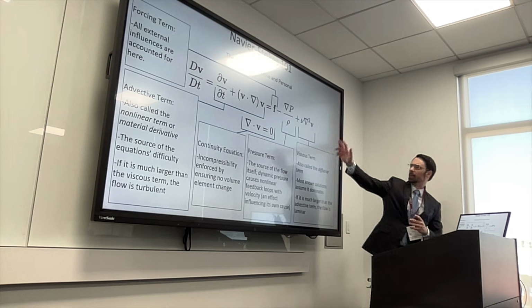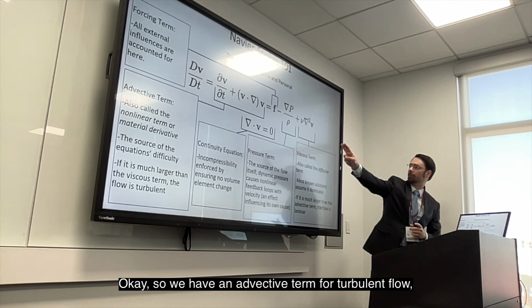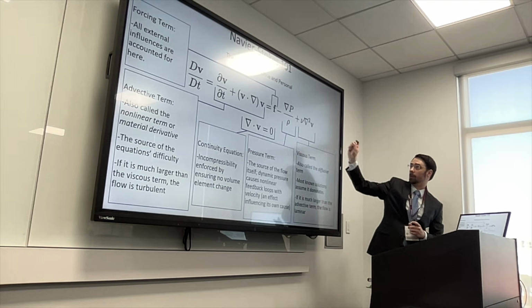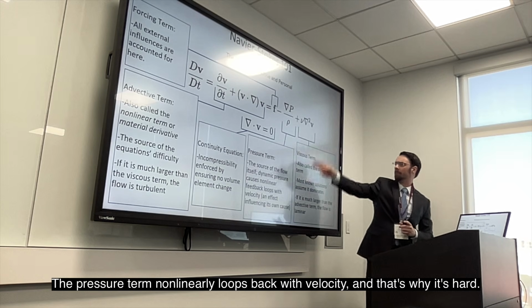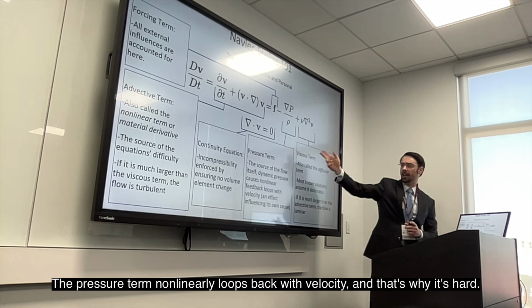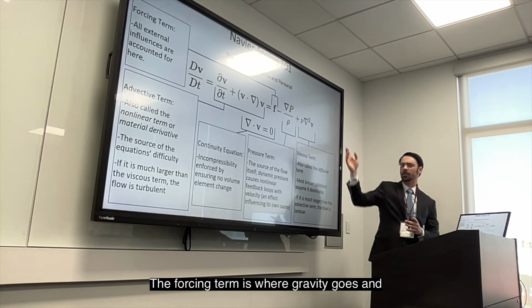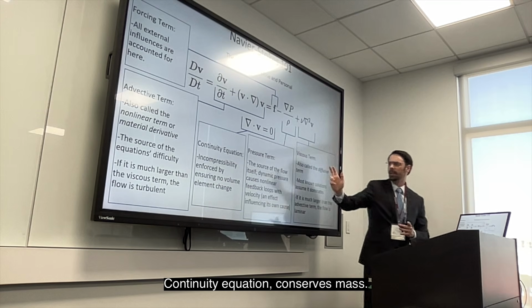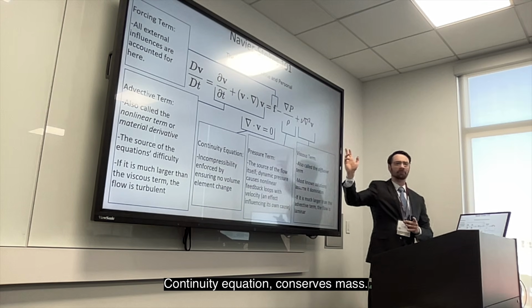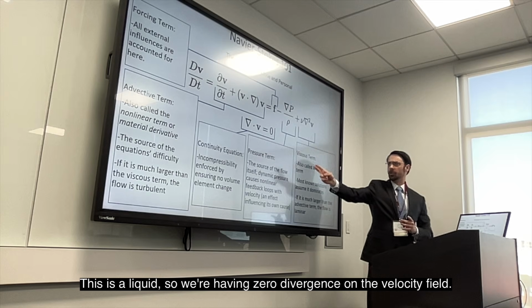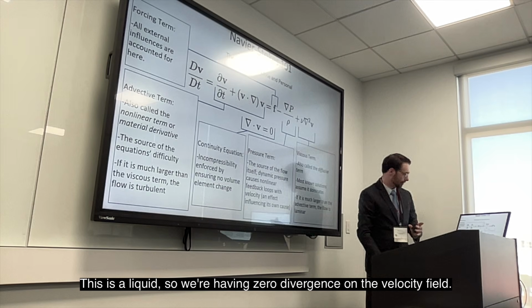Here's the monster. Okay, so we have an advective term for turbulent flow. We have a viscous term for laminar flow, depending on which one dominates. The pressure term non-linearly loops back with velocity, and that's why it's hard. The forcing term is where gravity goes and everything else, magnetism, whatever you want. Continuity equation conserves mass. This is a liquid, so we're having zero divergence on the velocity field.